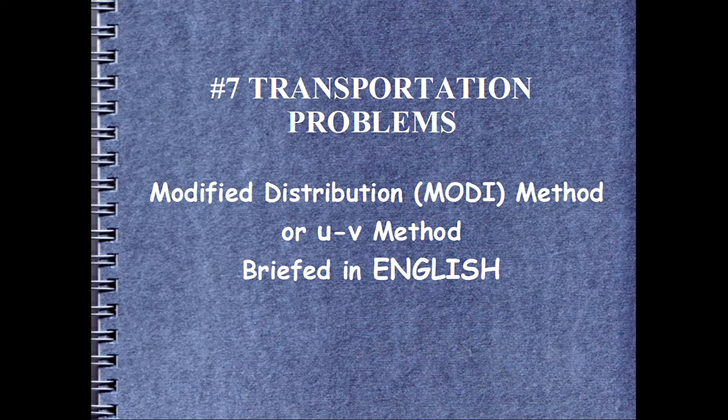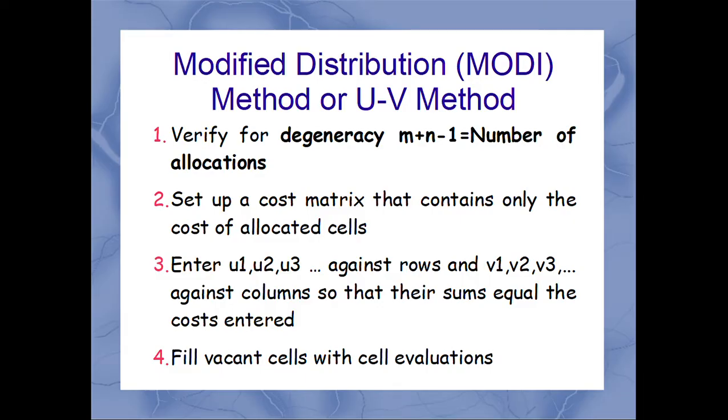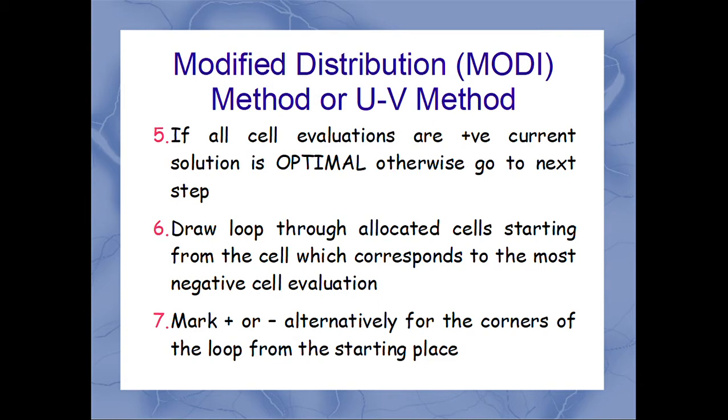Welcome to Alpha Mathematica. This video will explain the Modi method, or UV method. Here are the steps for the Modi method. Step 1 is verifying for degeneracy. Step 2 is setting up the cost matrix for allocated cells. Step 3 is finding the values of ui and vj. Step 4 is finding cell evaluations for vacant cells, and step 5 is checking the sign of cell evaluations.